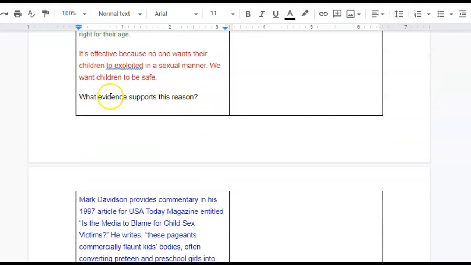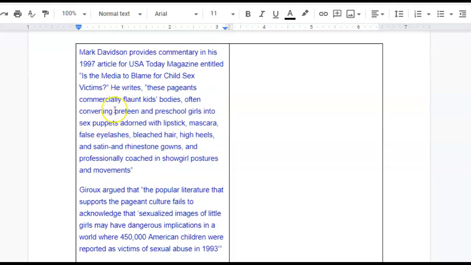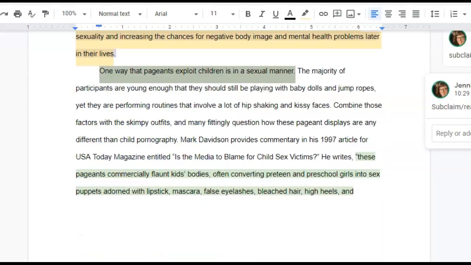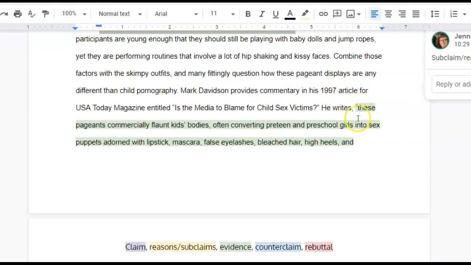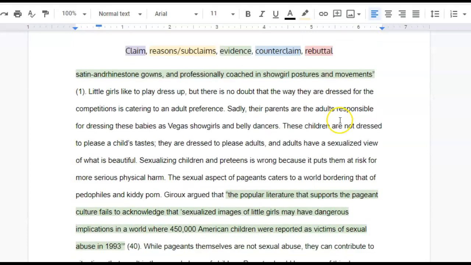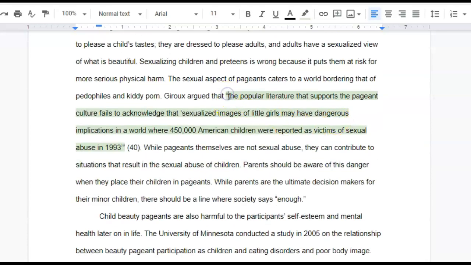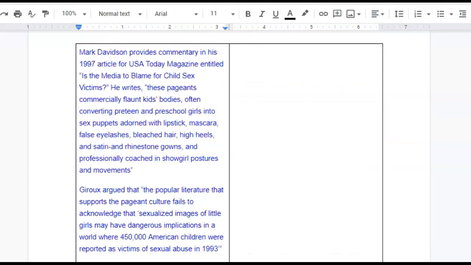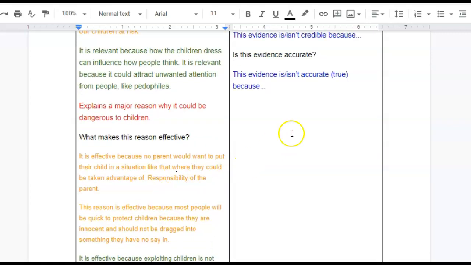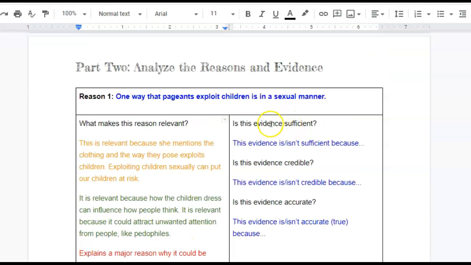And then last, what evidence supports this reason? Again, this is where we copied and pasted from our text. We looked back at our text and we had our 2 quotes. So we copied each of the quotes and we pasted those into our document here. After you have copied and pasted in your evidence, now the second side of this column is asking us to evaluate the evidence. Notice each question is about the evidence.